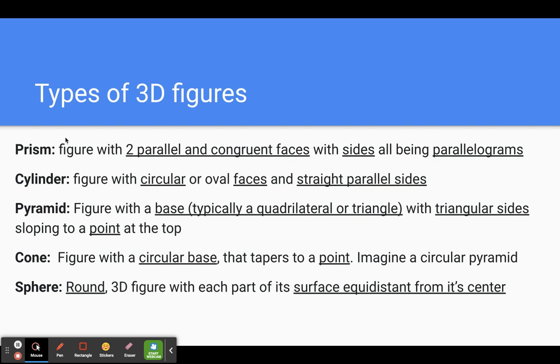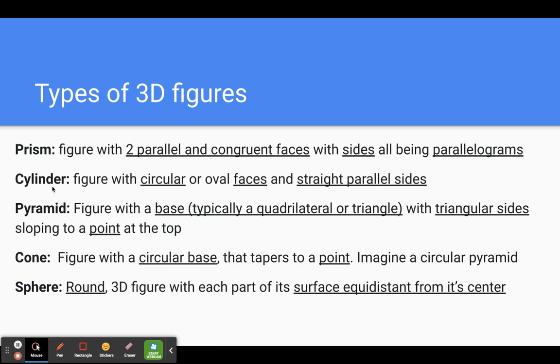But anyways, a prism is a figure with 2 parallel and congruent faces with sides being parallelograms. So a prism can actually take on the shape of many different shapes. The most common things that we will see for prisms, at least in this class, are parallelograms or quadrilaterals and triangles. But if you think about a prism, you can have the faces be any shape. It could be a pentagon, a hexagon, anything that you want. It could technically be a non-regular shape. But anyways, you don't have to stress about that.